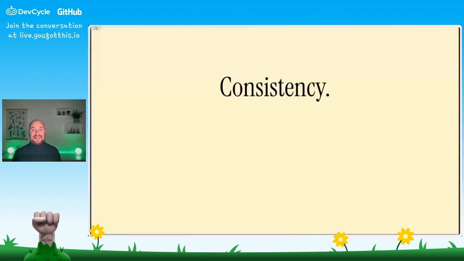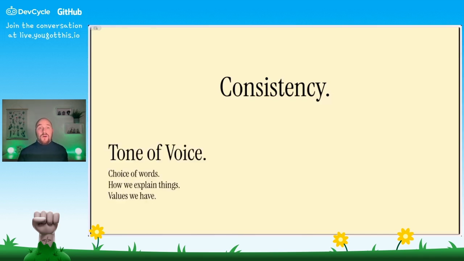Next is consistency. And consistency is a key part of technical content reviews that I give, but they are important for any piece of writing, really. Now, if you're writing on behalf of an organization or someone else, you could really stand to learn what their tone of voice is and then try and adopt it for your writing. A tone of voice describes how you speak, the choice of words you use, how you explain things, the values that you embody.